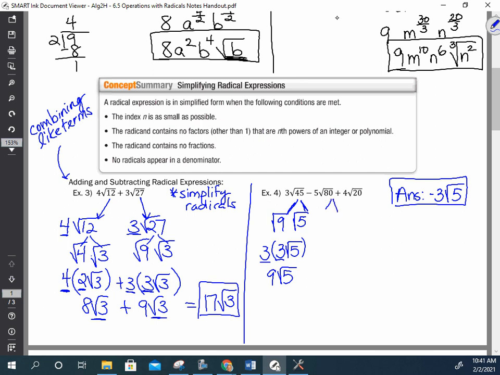What about for 80? What two numbers are we using? Four. Square root of 5 stays in. Negative 5 times 4 gives us minus 20. And what about for 20? We got 4 and 5. Square root of 4, 2. Square root of 5 stays. 4 times 2, 8.